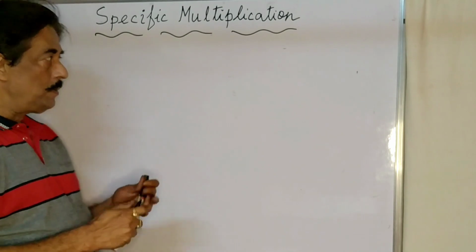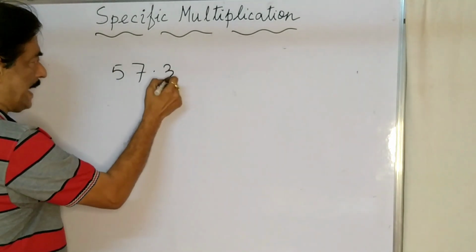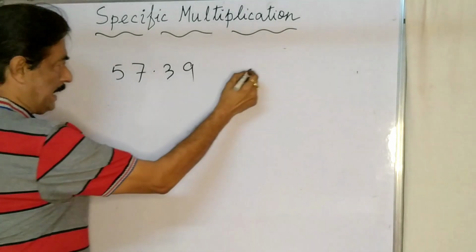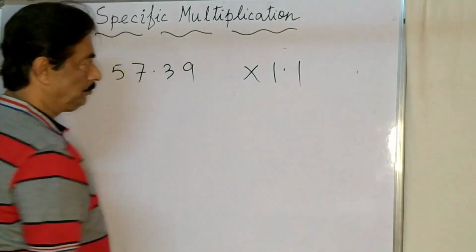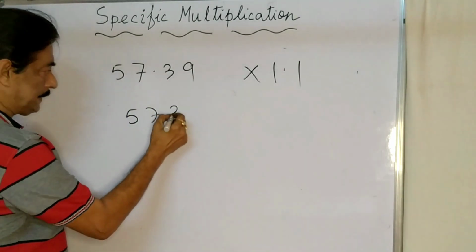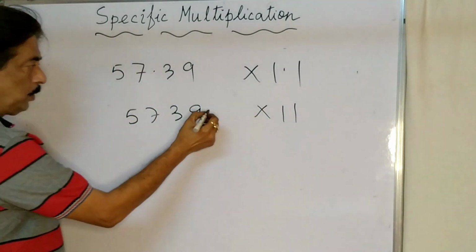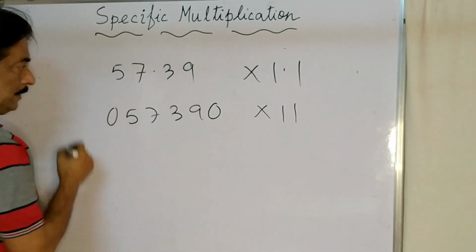Now a practical example. 57.39 multiplied by 1.1. Rule same, I write 5739 multiplied by 11. Put 1 zero here, another zero here.